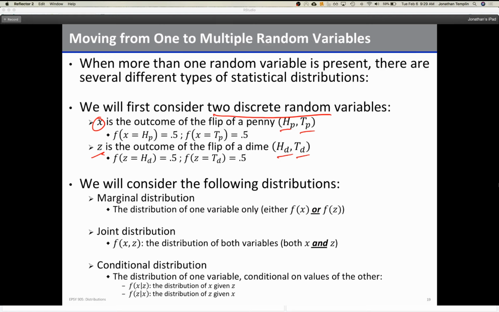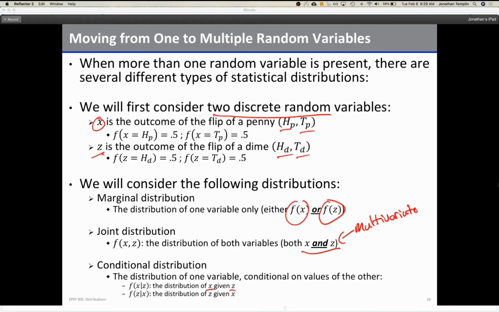The marginal distribution talks about the distribution of x regardless of what happens with z, or the distribution of z regardless of what happens with x. The joint distribution talks about both x and z together, so if you flip them both at the same time, this is the multivariate distribution. And a conditional distribution is the distribution of x given z. So I know that z turned out to be a heads. What's more likely, heads or tails on x?